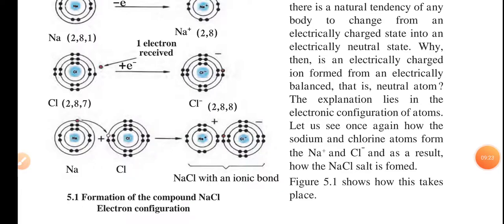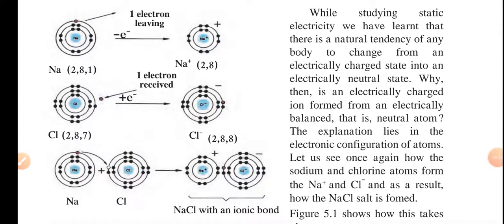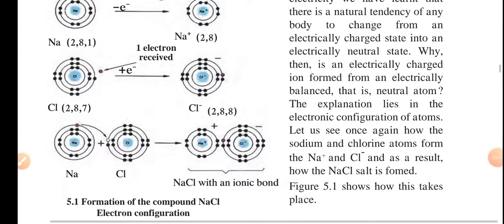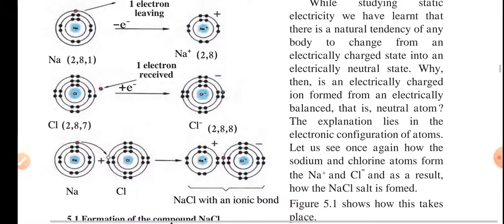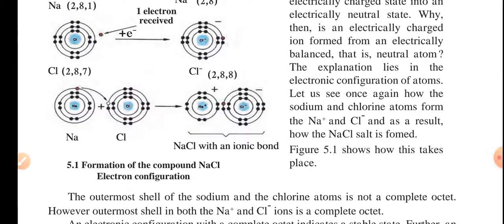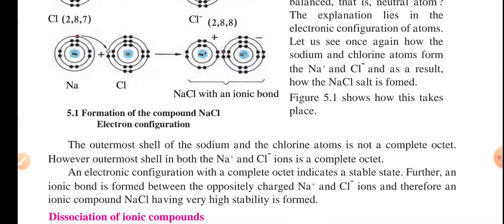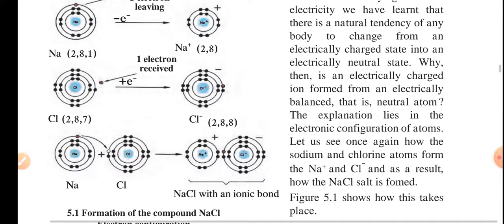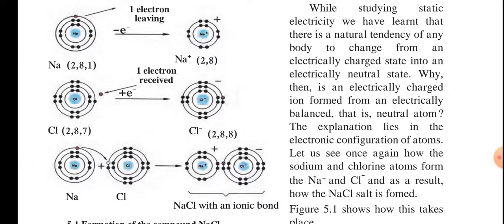So up till now you have learned how the ionic bond is formed. Sodium donates one electron, and that one electron is accepted by the chlorine, and the bond formed is called an ionic bond. And why is this ionic bond formed? To clear this concept, you must observe this.